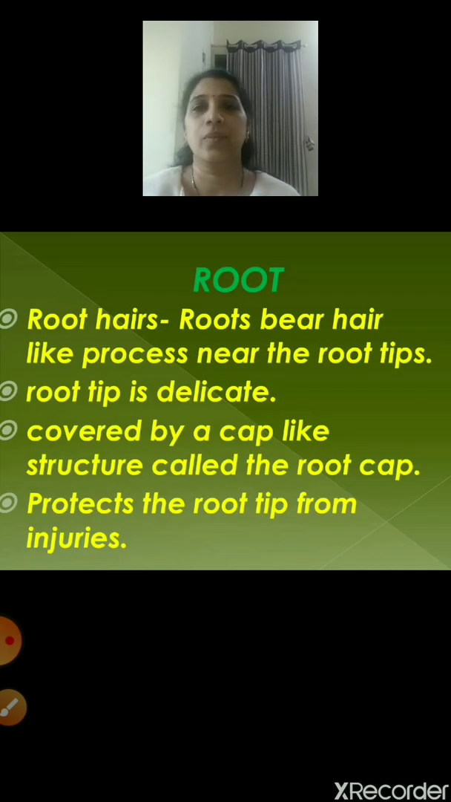Now let's see, the roots that bear hair-like processes near the root tips are called the root hairs. Now the root tip is very delicate. So it is covered by a cap-like structure called the root cap. This root cap protects the root tip from injuries.